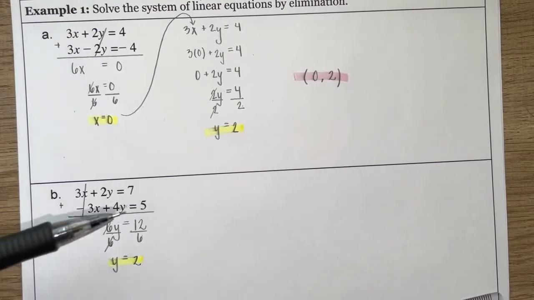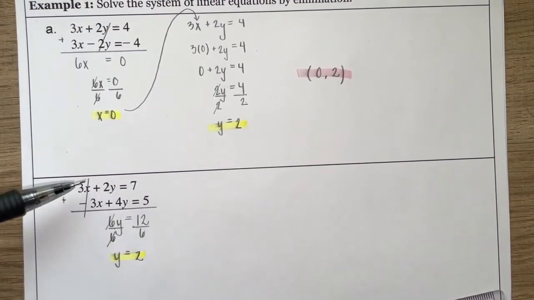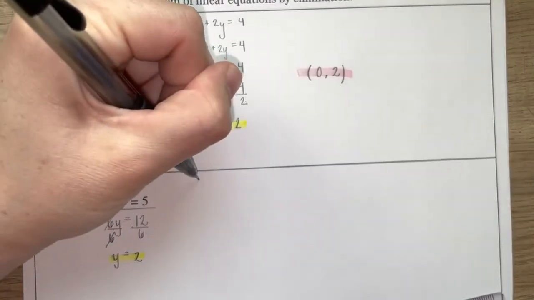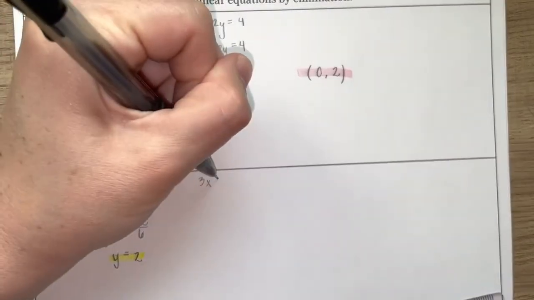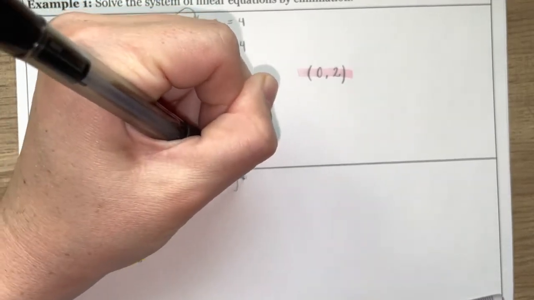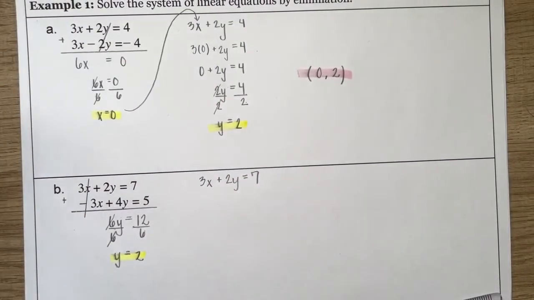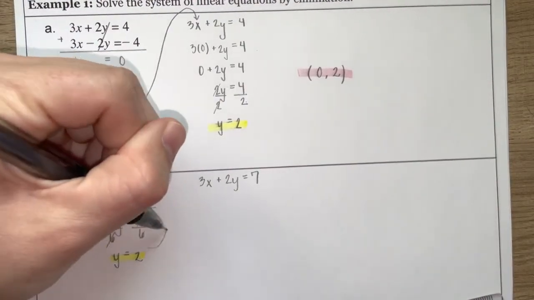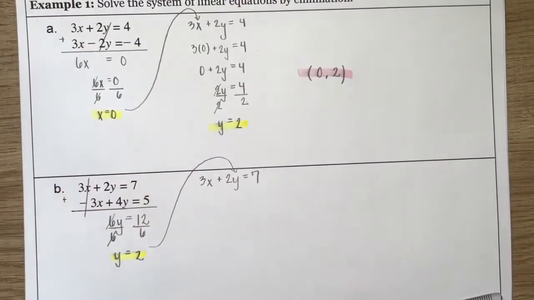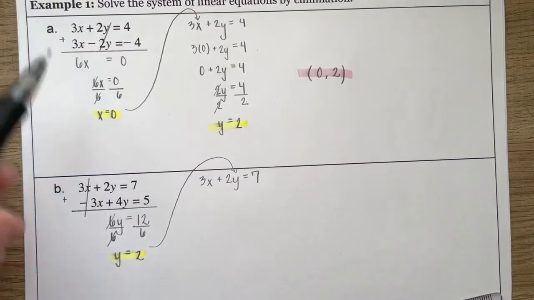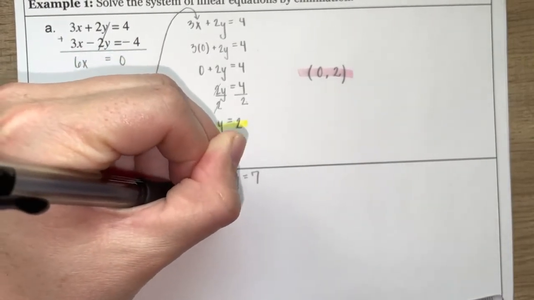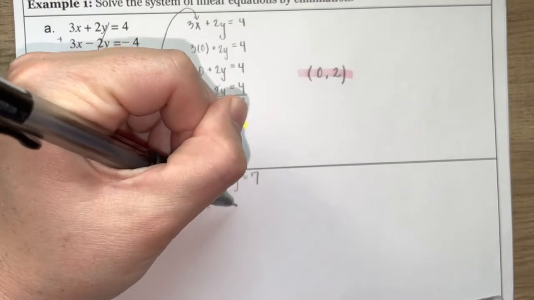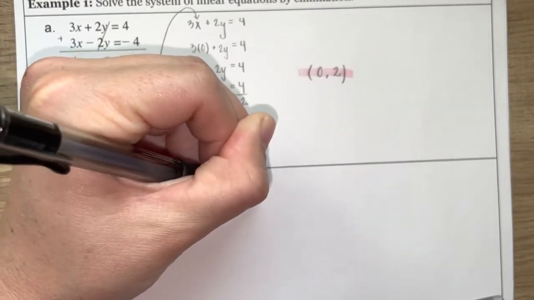To find the other half, I just need to take that y equals 2 and substitute it into one of the original equations. Doesn't matter which one we do, so I'm going to pick the first one. I'll rewrite it over here. So 3x plus 2y equals 7. And then if I'm saying that y is equal to 2, I can take that 2 and substitute it into the equation where y is. So I'll rewrite the equation just replacing y with 2. So 3x plus 2 times, instead of 2 times y, it's 2 times 2 equals 7.